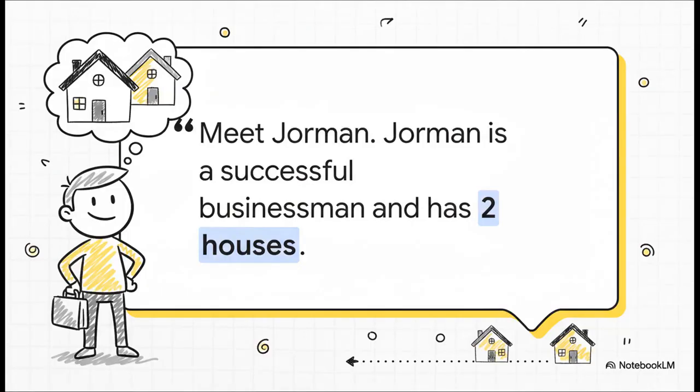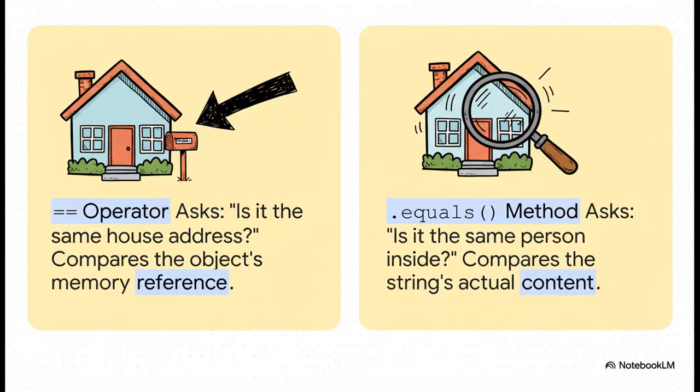To really get this, let's use this fantastic analogy I saw once on Stack Overflow. Meet Jorman. Jorman's a successful guy and he owns 2 separate houses. This simple story is going to make everything crystal clear. You see, here's the absolute key. The double equals operator is like asking, are these 2 the exact same house? Do they have the same street address? It only cares about the memory location.